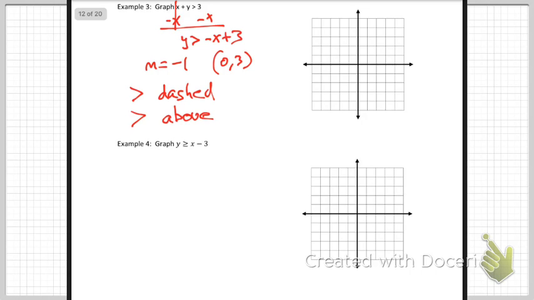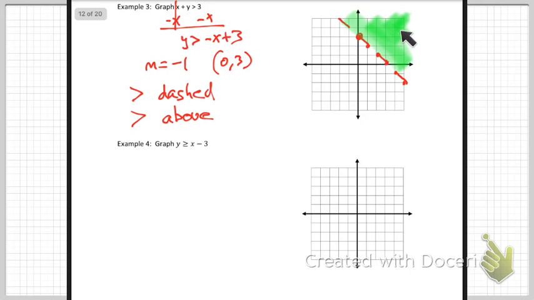So let's graph it. I'm going to start at 0, 3. And from here I'm going to go down 1, right 1, because that is my slope. Now this is going to be a dashed line, so I'm not going to fill that line in all the way. Also, I want to shade above this line based on that symbol, so I will shade up here. So again, a solution to this inequality will be found in the shaded area.